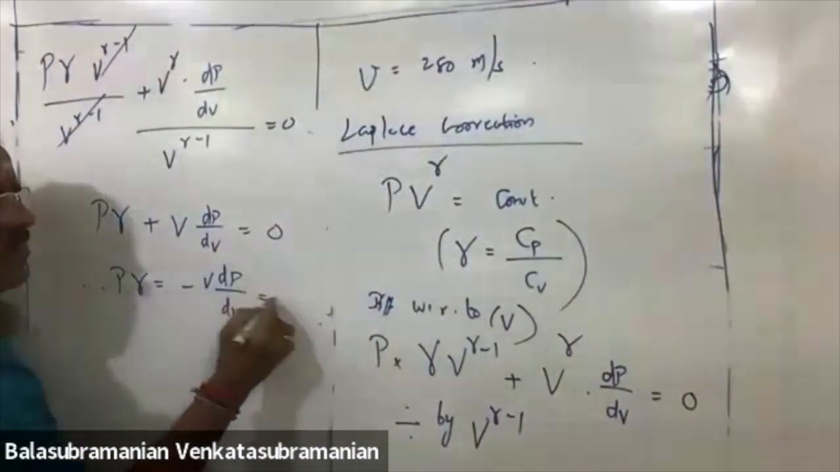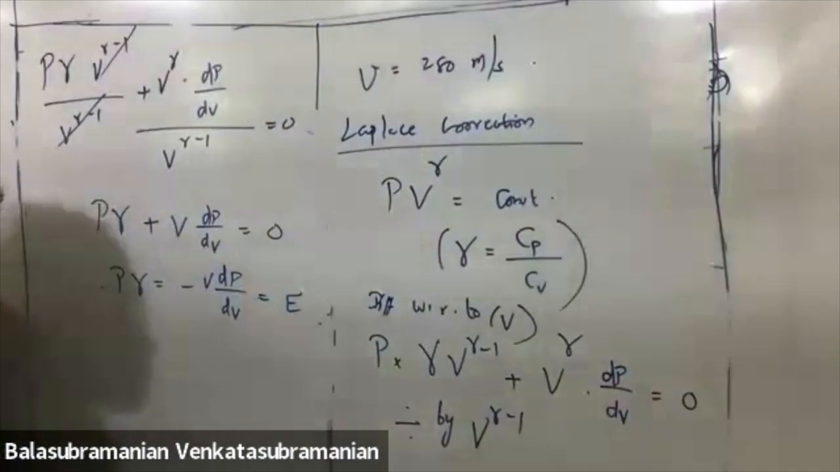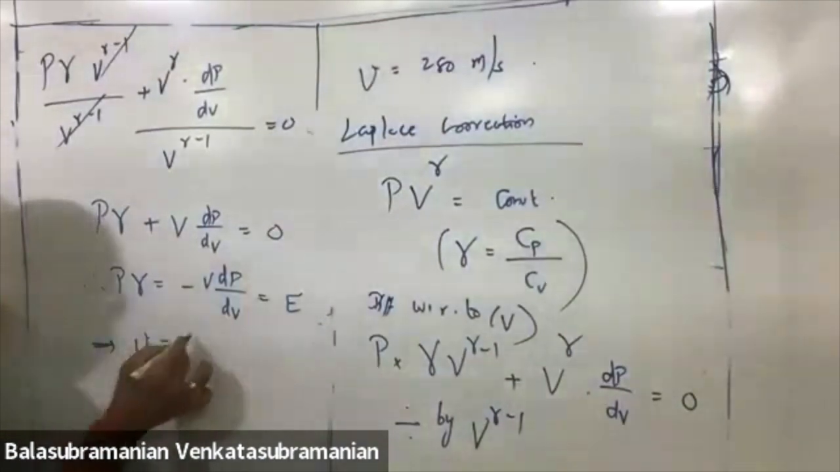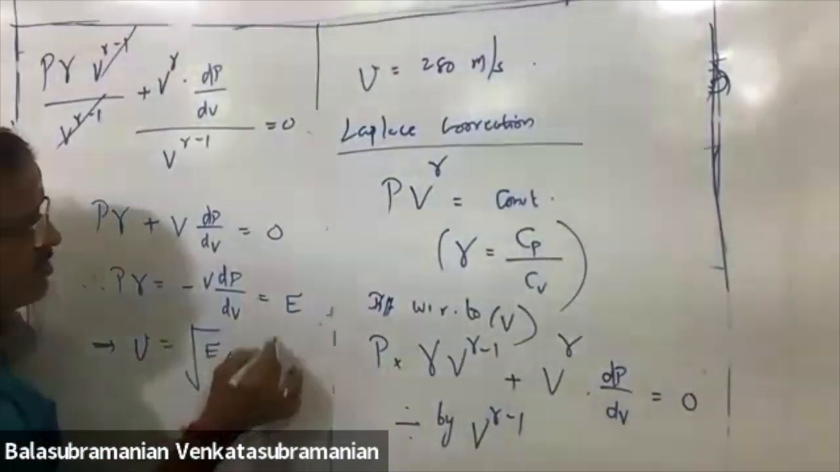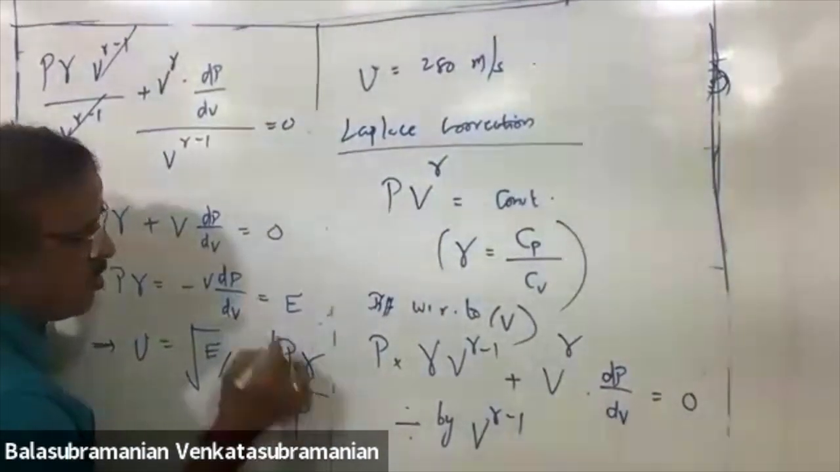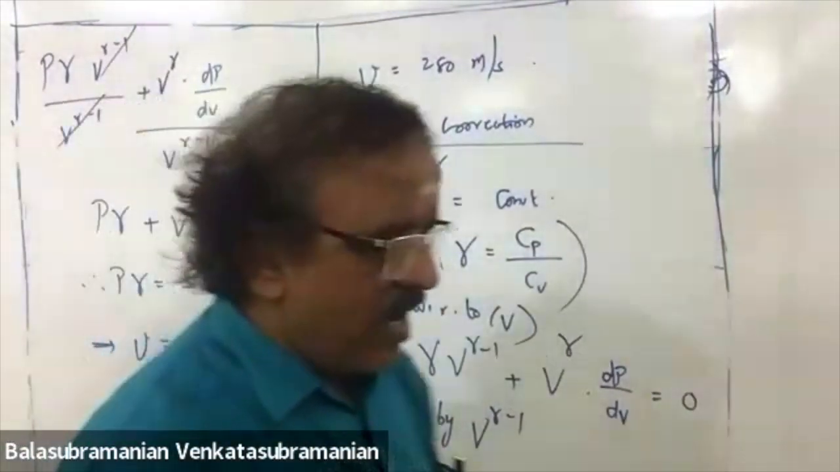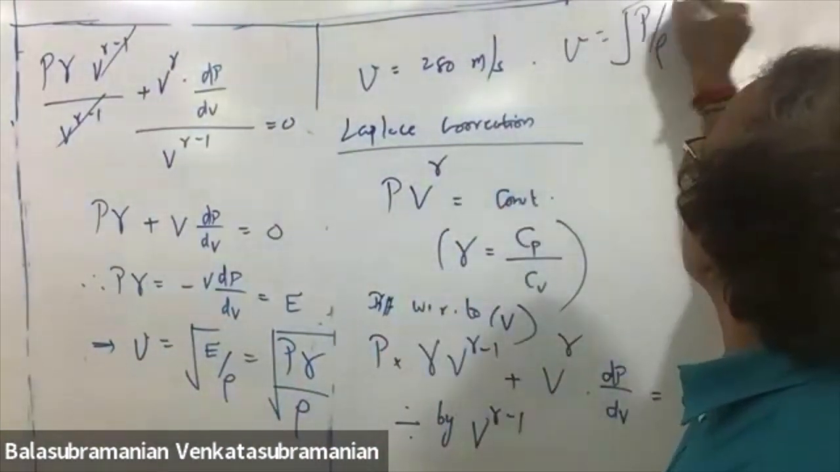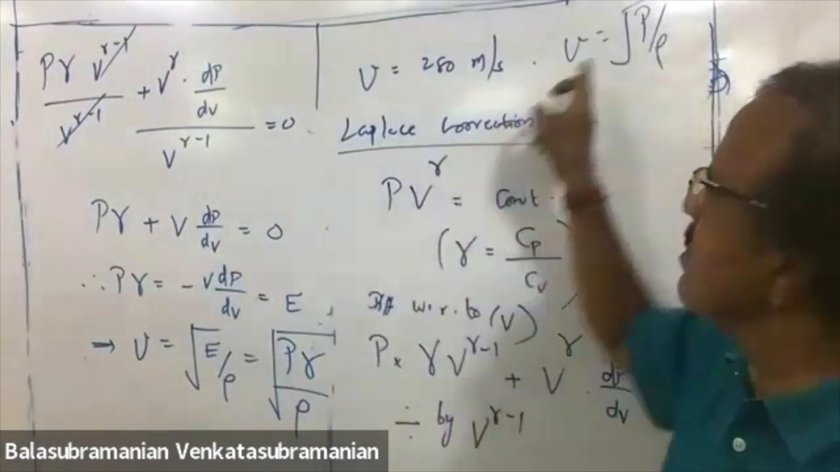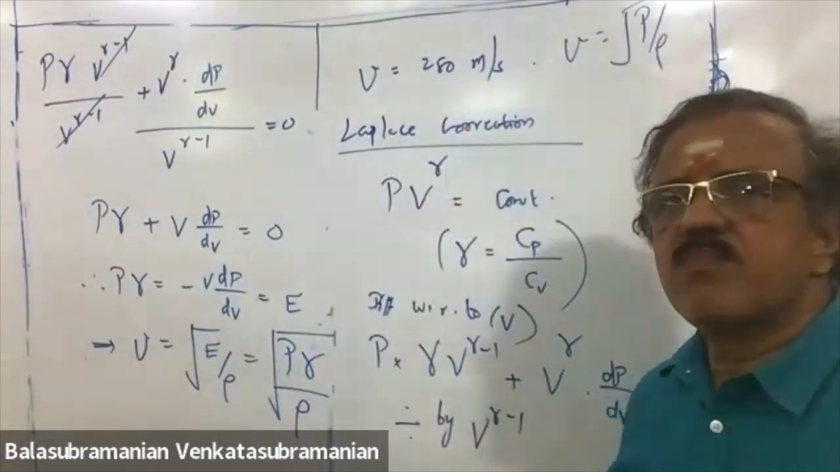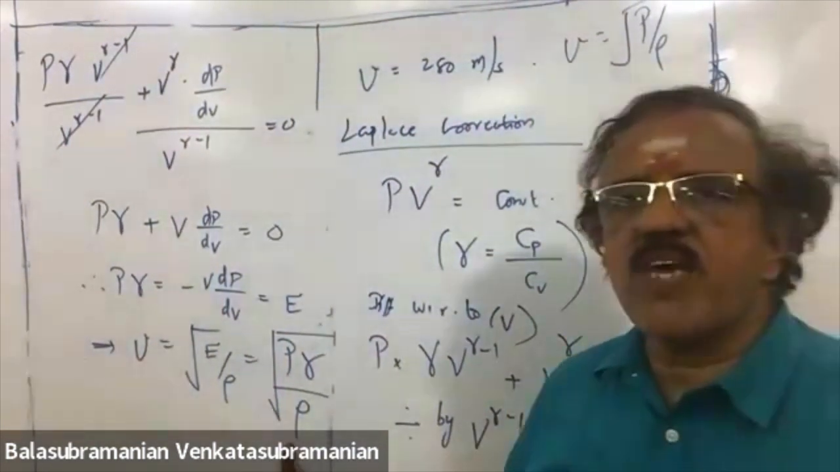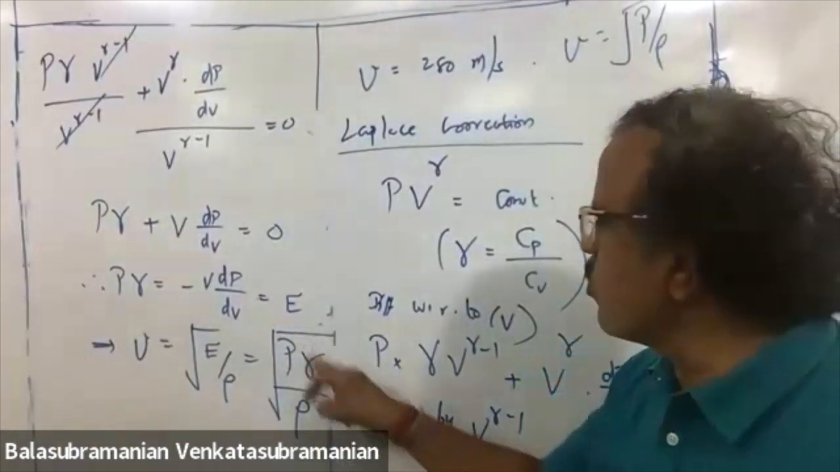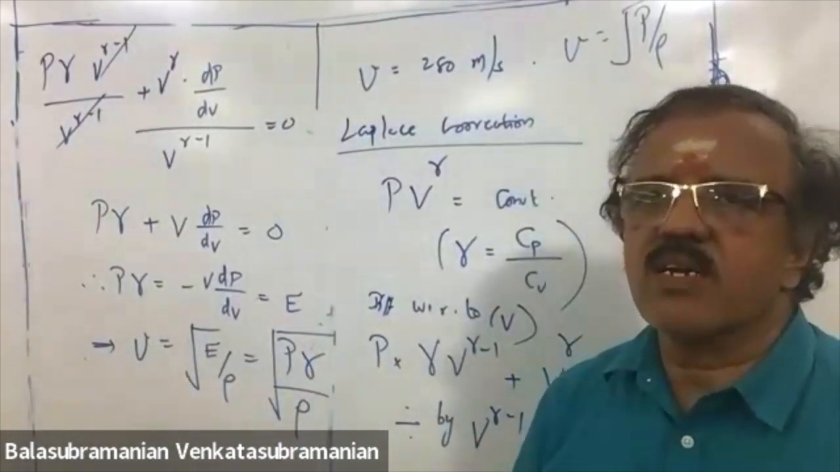Already we know what the value is: E, volume elasticity. So therefore, velocity root of E by rho becomes root of P gamma by rho. In Newton's formula, we came across V is root of P by rho, and we got the value 280 meter per second. Whereas using Laplace correction, we got the answer root of P gamma by rho. Extra one root gamma is included here.